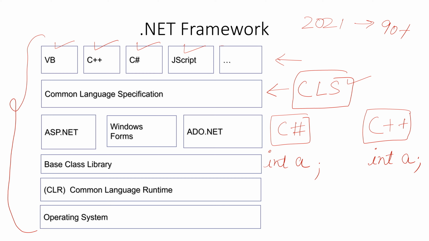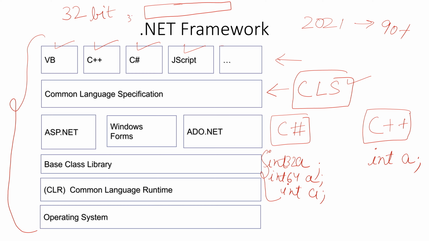This might be here int 32 a or int 64 a or simply integer a, whatever you are writing. You might be thinking, what is this int 32, 64 and simple int? We will go deep into this when we study data types. For now, simply understand that int 32 is an integer of 32 bits, so it will occupy memory of 32 bits, and similarly 64 will occupy memory of 64 bits.